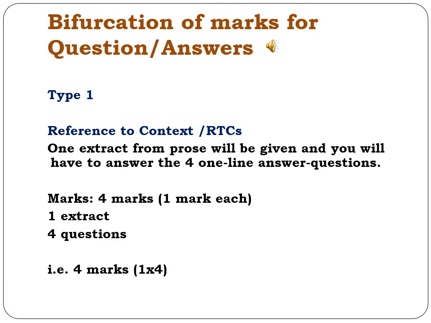Students, now we are going to discuss the bifurcation of marks for different kinds of question answers in the literature section. Type 1, reference to context. In this question, you will find two extracts. One will be from poetry and the other one will be from prose. We are taking up prose now. One extract from prose will be given and you will have to answer four one-line answer questions. So total marks will be 4 and each question will be of 1 mark.